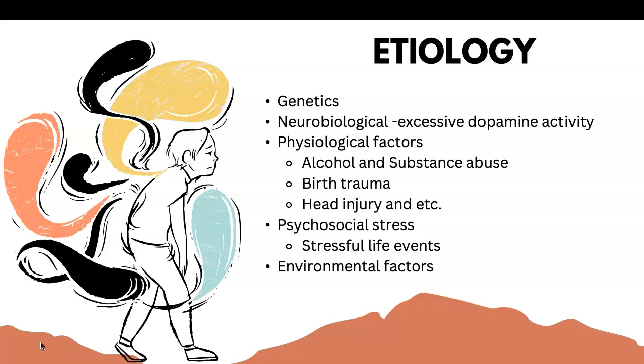Schizophrenia is probably caused by a combination of factors, including genetics, which plays an important role in the development of schizophrenia; neurobiological, the dopamine hypothesis, in which schizophrenia is caused by excessive dopamine activity; physiological factors, including alcohol and substance abuse, birth trauma, head injury, among others; psychosocial stress, such as childhood sexual abuse, prenatal stress, chronic poverty, and even migration; and environmental factors, such as living in urban areas or high crime environments, which are also believed to increase the risk for schizophrenia, according to Haddad.